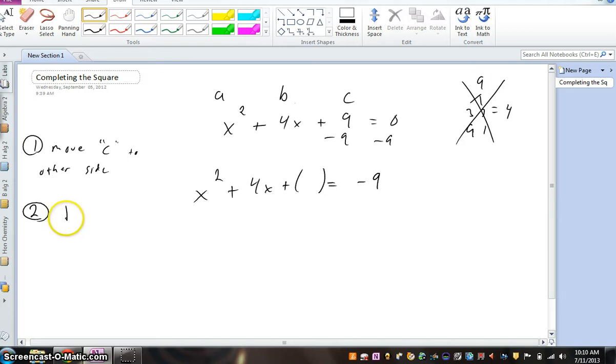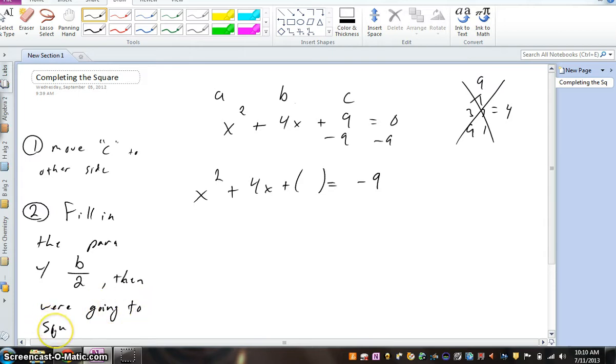What we're going to do is fill in the parentheses with b over 2, and then we're going to square it. So we're going to fill the parentheses with b over 2, and we're going to square it. So I'm going to go ahead and put the squared here. And again, what is our b? Our b is 4, and we're going to divide it by 2.